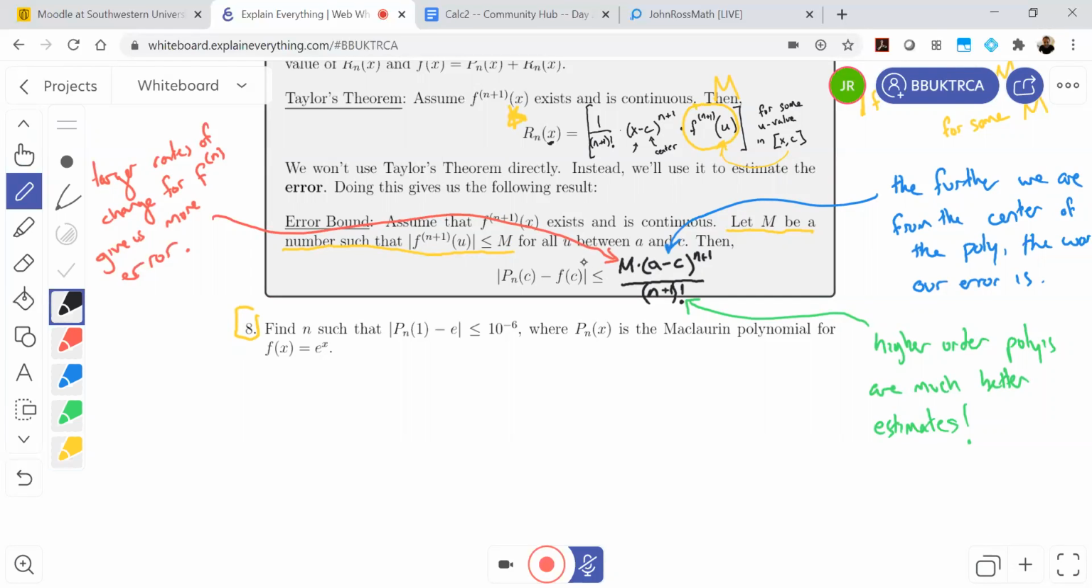I'm noticing, I think there was an error in my notation last time. I have, oh no, this is okay. It's just between A and C. So again, this is an issue of bad notation. I think we're potentially confusing the role of A and the role of C as two potential x values. One of these is the center of the Taylor polynomial, and the other one is the place where we're estimating the error.